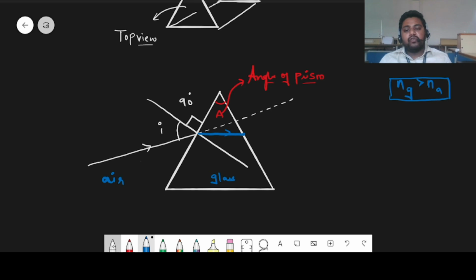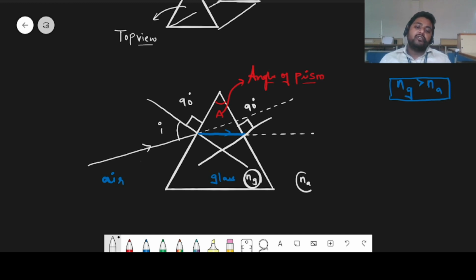At this point I have to draw a normal again. That normal will again make an angle of 90 degrees here. Now instead of going straight in this path, the light ray will bend away from the normal, since it is moving from a denser medium to a rarer medium. So this is your angle of emergence. This is the angle of incidence. This is the angle of emergence. Now this angle we are taking as the angle of refraction R1. Let's say this angle is R2.